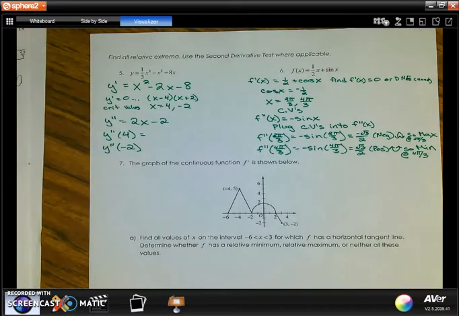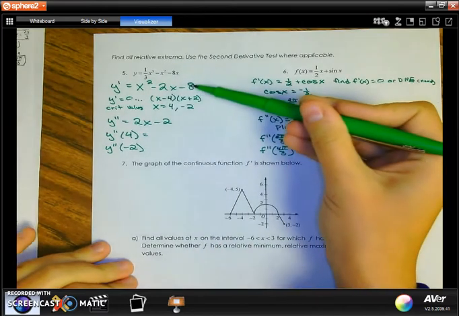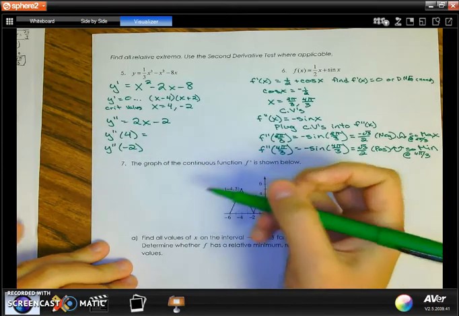Okay, so for number 5, what I did is I took the first derivative and I set it equal to 0. So by factoring, you can go ahead and get those critical values. Then I took the second derivative, so I took the derivative of this here. And then I need to take these critical values and plug them into the second derivative.